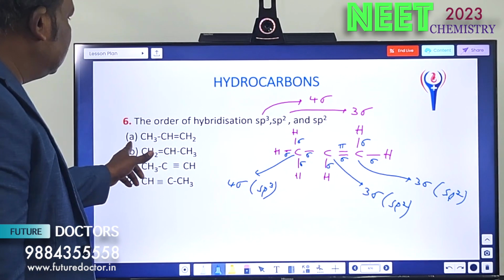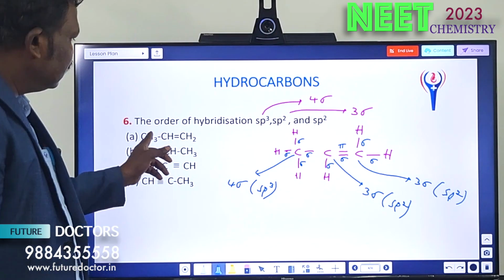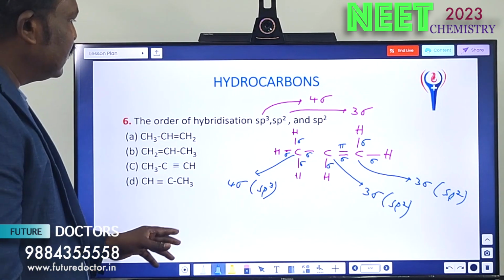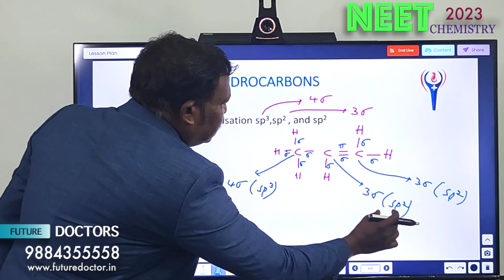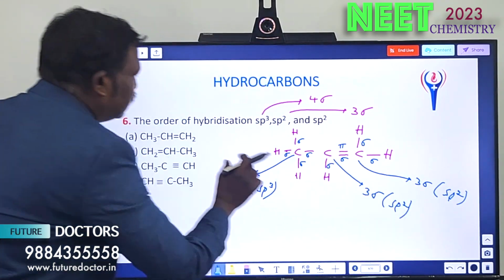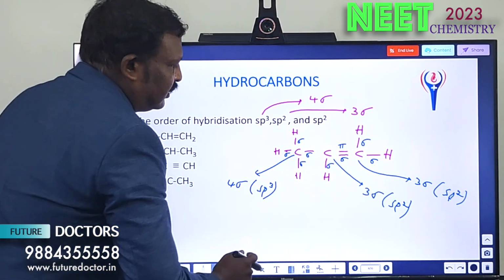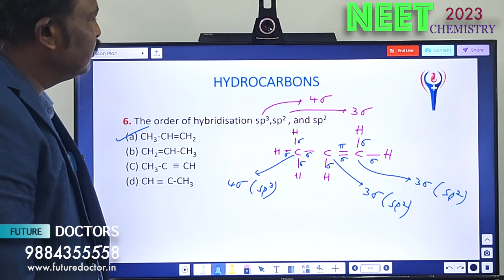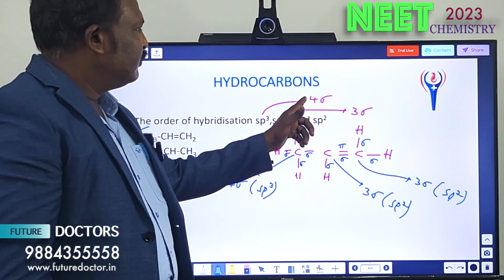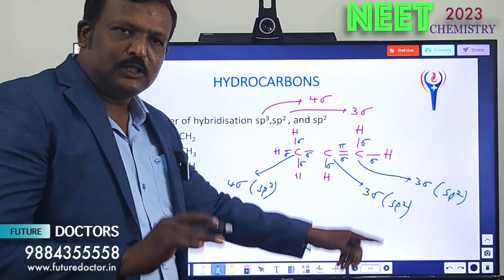Now, if you follow the same rule, but follow the other options, it will not work out. I am doing only the answer. So the answer is what? The first one is sp3. The next one is sp2. The next one is also sp2. So these compounds have only this kind of order. Then only answer A is the correct one. Understood? Okay. Just remember: 4 sigma bonds means sp3, 3 means sp2, 2 means sp.